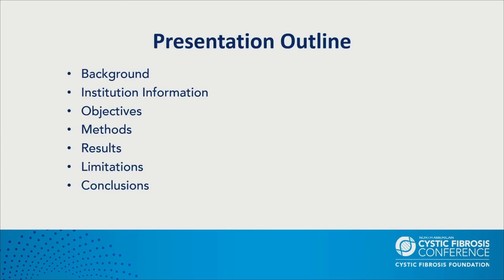We'll hop into a brief overview. For this study, I'll start with the background as to why we wanted to perform it, some information about the institution it was done in, the objectives of the study, as well as the methods and how we found our results. We'll discuss the results and limitations, and then frame the limitations and the results into the conclusions.